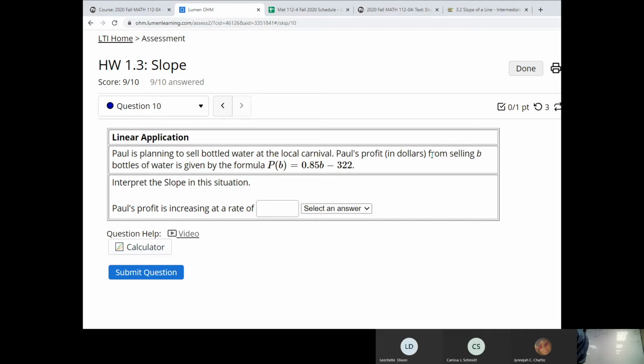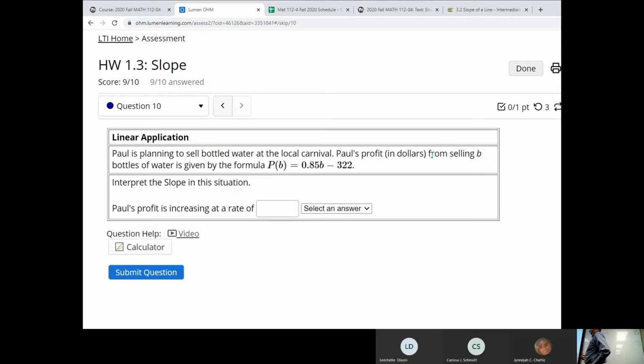That I get profit. My profit is negative until I've sold so many bottles that it's higher than 322. What do you think 322 represents? I have negative profit at the start. If I haven't sold any bottles, I owe somebody $322. Do you think he had to pay $322 to get a case of bottles? He hasn't sold any of them yet, so he's out $322.